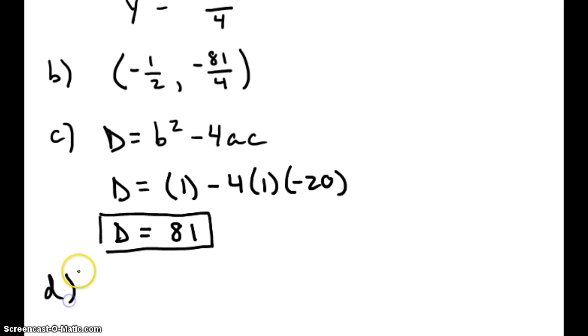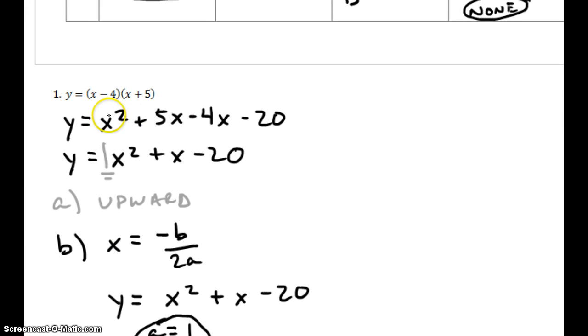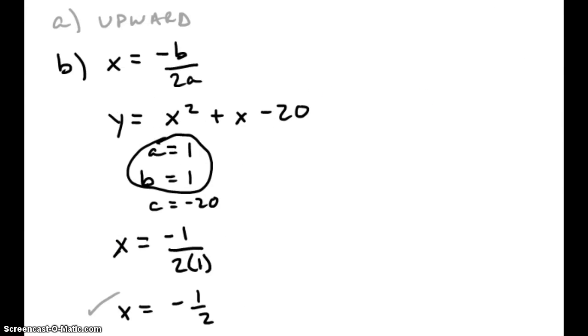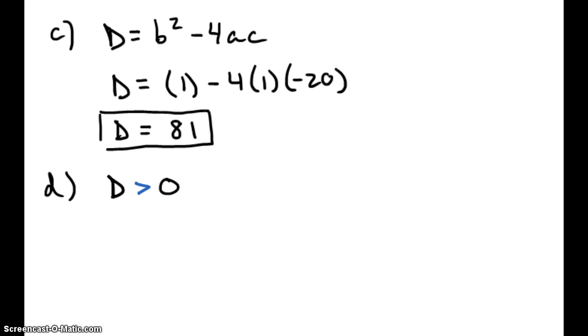Part D, I'm supposed to find how many zeros this equation is going to have. So if I go back up to this equation right here, how many zeros does it have? All I need to do is look at the discriminant. I take the discriminant and figure out, is it larger or smaller than 0? This is in fact larger than 0 because it's 81. The discriminant is larger than 0 because 81 is larger than 0. And since 81 is larger than 0, that means that we have two solutions.